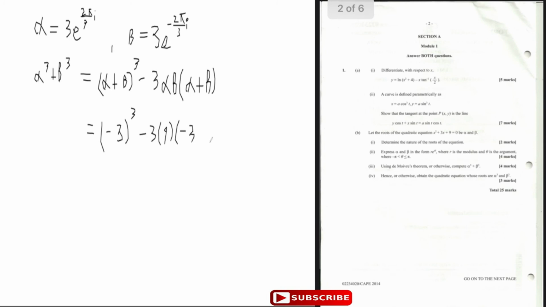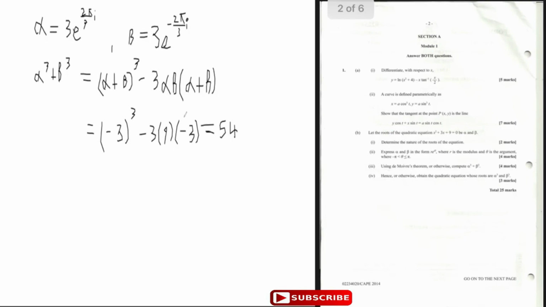So we work that out, and that will give us alpha cube plus beta cube. We don't need to do anything complicated. Minus 3 cube minus 3 times 9 times minus 3, and that's 54. So that's alpha cube plus beta cube. Of course, you could have used alpha plus beta in exponential form, but I'm thinking, why would I want to add them in exponential form when that can be a little bit tricky sometimes? So that's the reasoning behind it.